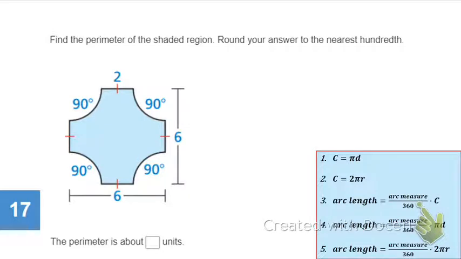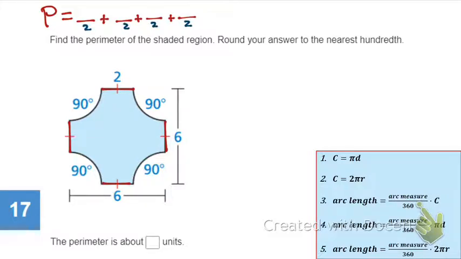On this problem, again, we're trying to find the perimeter of this odd shape. So we're going to start out, and our perimeter is going to be made up of 4 line segments. And those line segments all have one red mark on them. So all of those line segments have a length of 2. So to start out, our perimeter is 4 line segments added together. And each line segment has a length of 2.